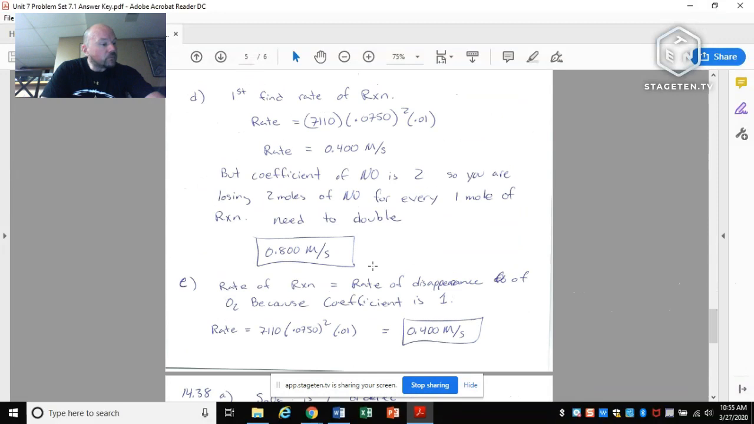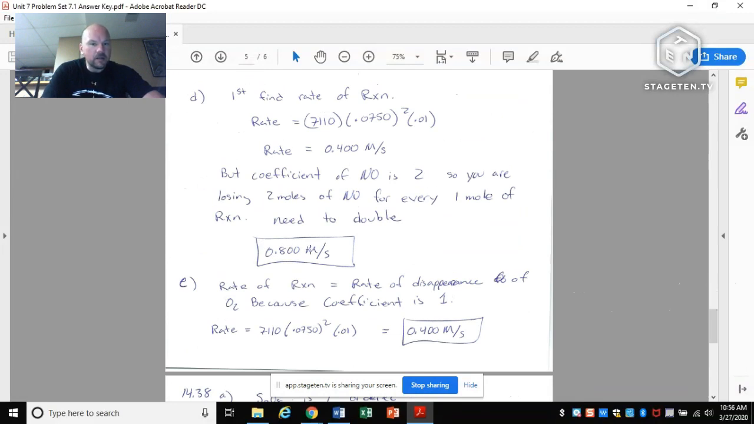It's the rate of disappearance of NO. So the rate there in the chart in number 36 is the rate of disappearance for NO. So when you plug in the data, that is the rate of disappearance for NO.